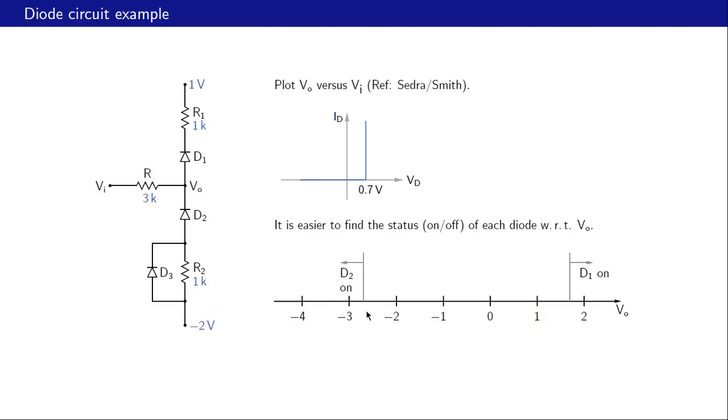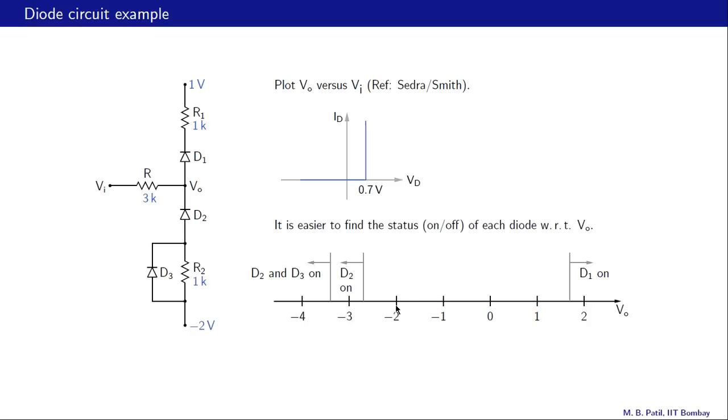Now as we increase Vo in the negative direction like that, what happens is this current starts increasing, and therefore the voltage drop across R2 starts increasing, and at some point that would become 0.7 volts, and at that point D3 would start conducting. We will calculate that value of Vo a little later, and the value of Vo at which D3 turns on is indicated over here.